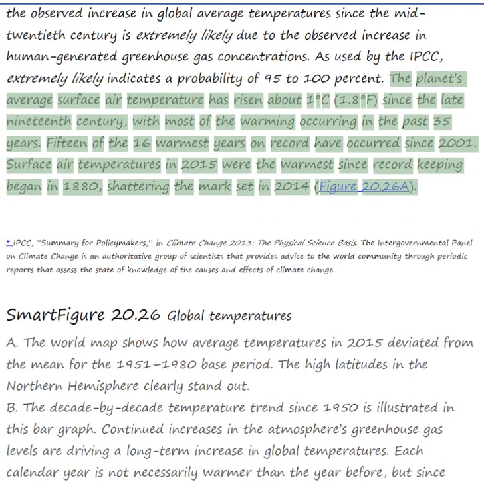The planet's average surface air temperature has risen about 1 degree Celsius since the late 19th century, with most of the warming occurring in the past 35 years. 15 of the 16 warmest years on record have occurred since 2001. Surface air temperatures in 2015 were the warmest since record-keeping began in 1880, shattering the mark set in 2014.